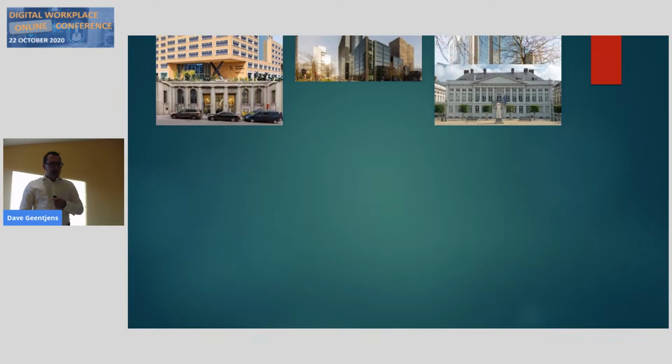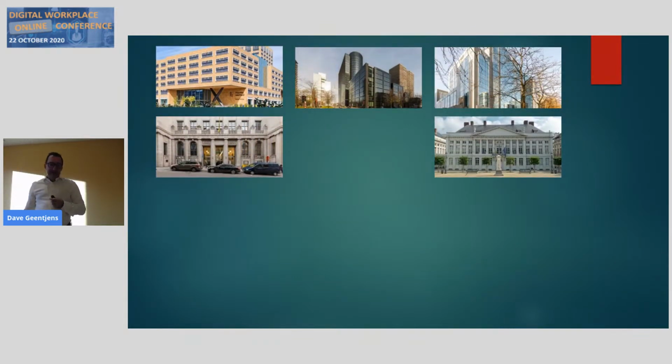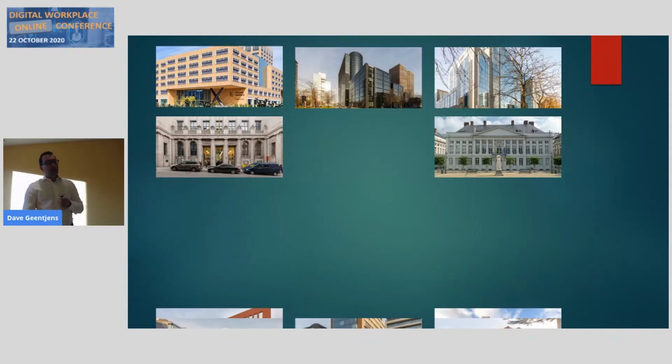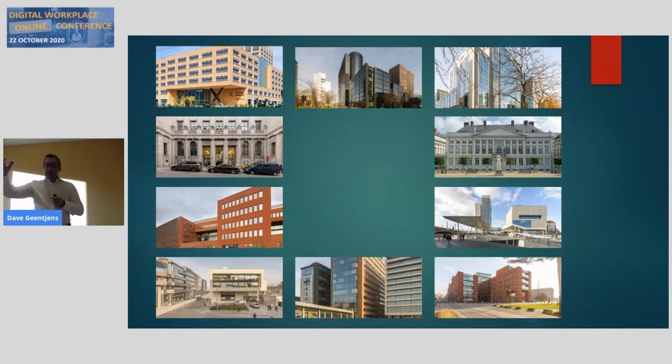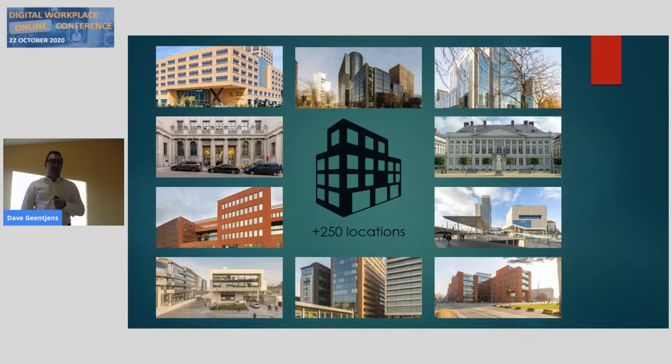Where do these people work? We have 5 big buildings in Brussels. You see them here on the pictures. 2 of those are going to be replaced by a new building that we're building just across the train station in Brussels North. We have 5 buildings in each province's one, and then scattered throughout the territory, Flanders, we have about 250 extra locations where employees of the Flemish government are working.